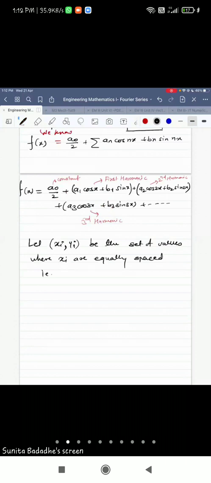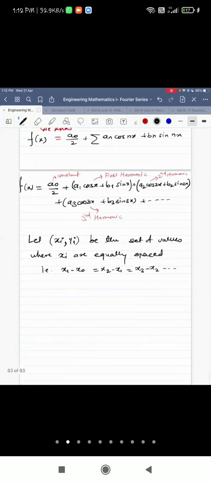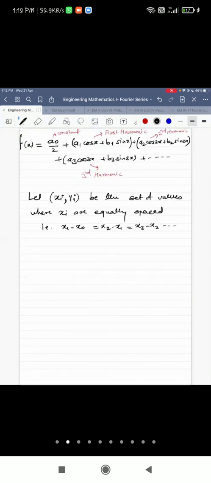That is x1 minus x0, then x2 minus x1, x3 minus x2. All these differences are the same. These are called equispaced values. For example, I can draw a line here. This is a line, and suppose you have x0 at this position, x1 here, x2 here, x3, and so on. And the last term is say xm.